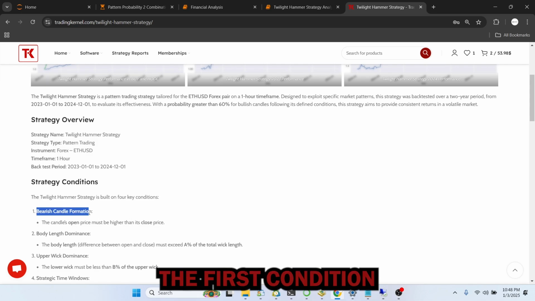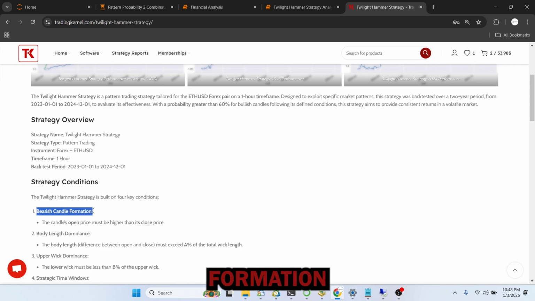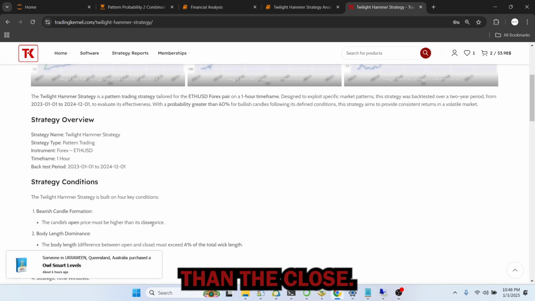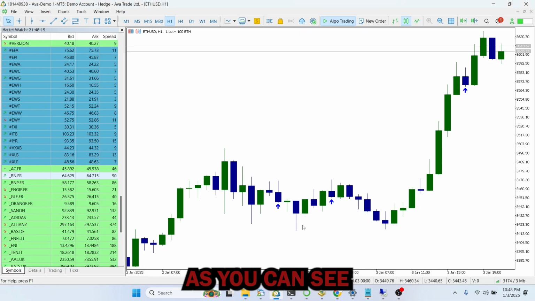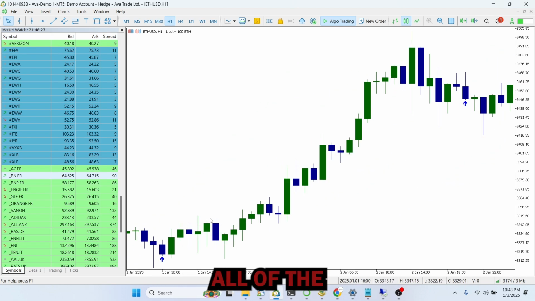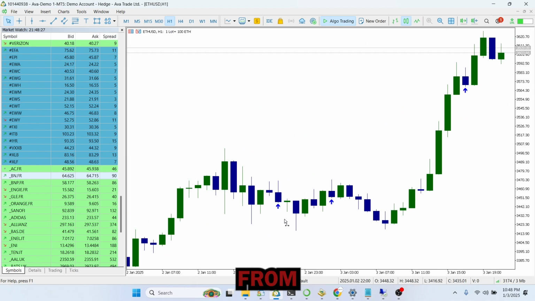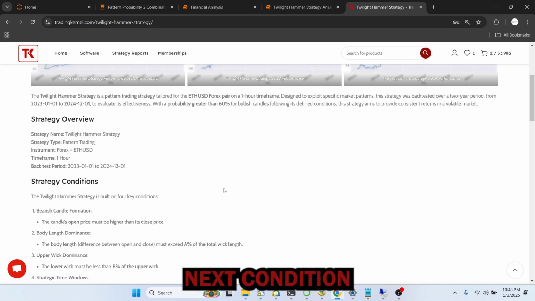Now the first condition here is a bearish candle formation, which means the candle's open must be greater than the close, and it's pretty obvious here. As you can see from the pattern, this was a bearish candle, this was also a bearish candle, this was also a bearish candle. So you can see all of the candles here are bearish candles. I think that's pretty obvious from your visual analysis. So let's look at the next condition here.